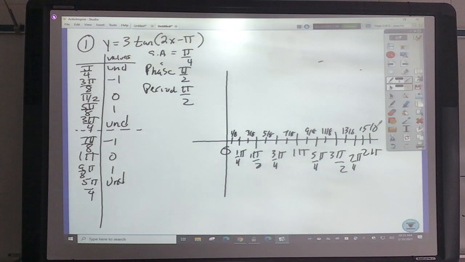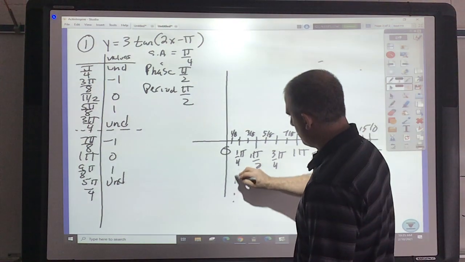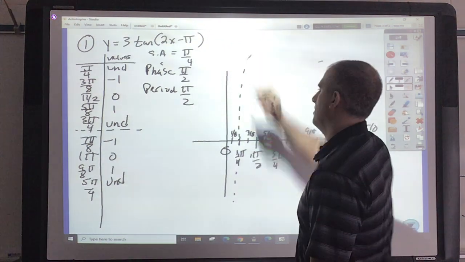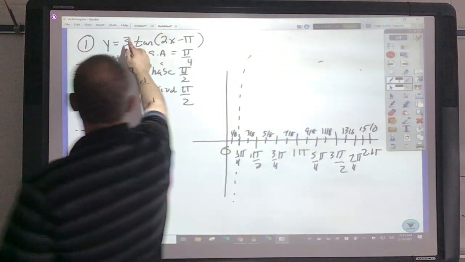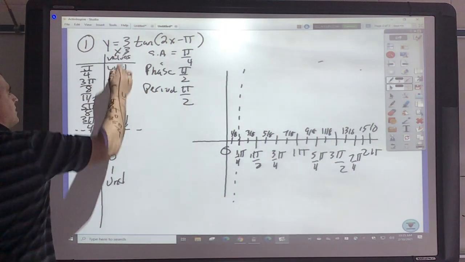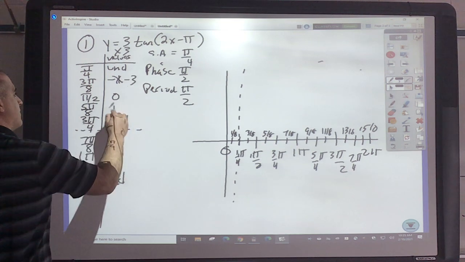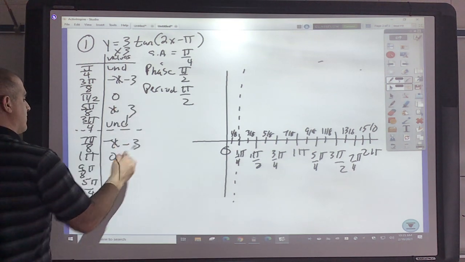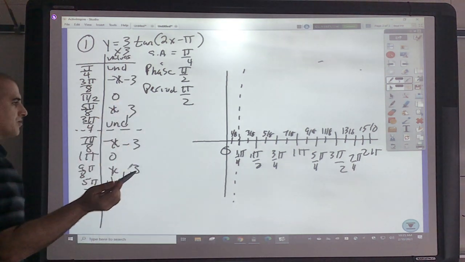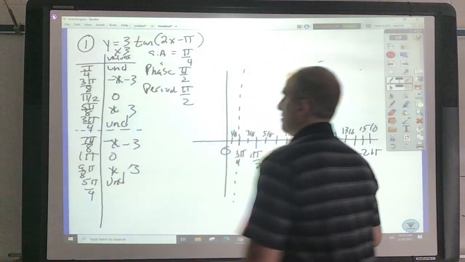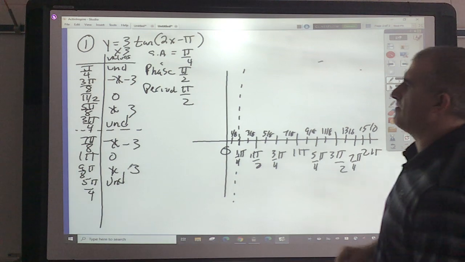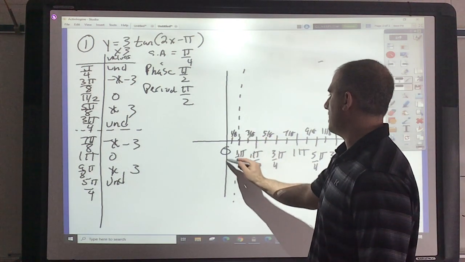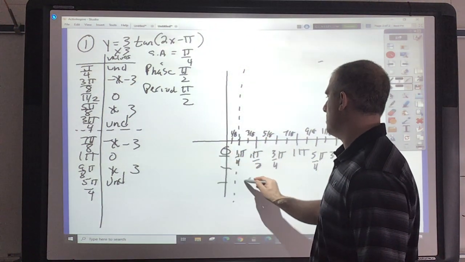Okay. So at pi over 4, we're going to be undefined. At 3 pi over 8, actually I have this 3 in here, so I got to multiply all these values by 3. So that's -3, 3, -3, and 3. Okay, the zeros are going to stay the same. Undefineds are going to stay the same. Okay, so I'm at 3/8, I'm at -3, so 1, 2, and 3.